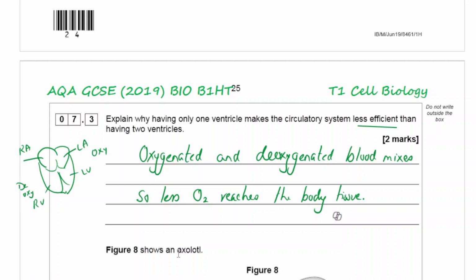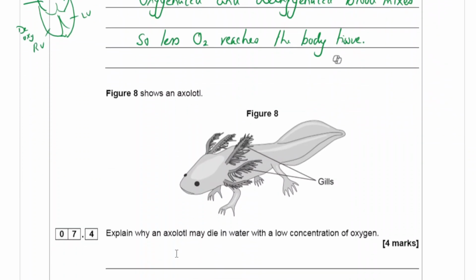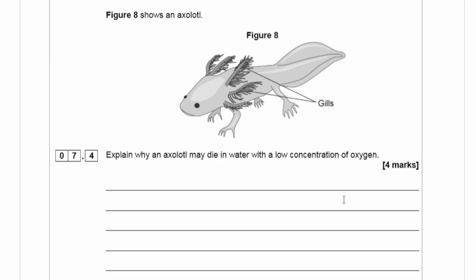Figure 9 shows an axolotl, which basically looks like a lizard, but it's actually a bit slimy, and it looks like a tadpole as well. It has a tail, which helps it to swim, and it has gills like a fish. The gills, similar to a fish, help it to breathe, or that's the gas exchange surface. Right. Explain why an axolotl may die in water with a low concentration of oxygen.